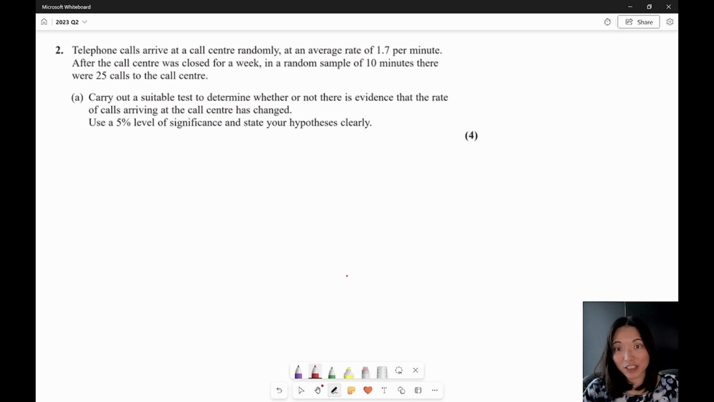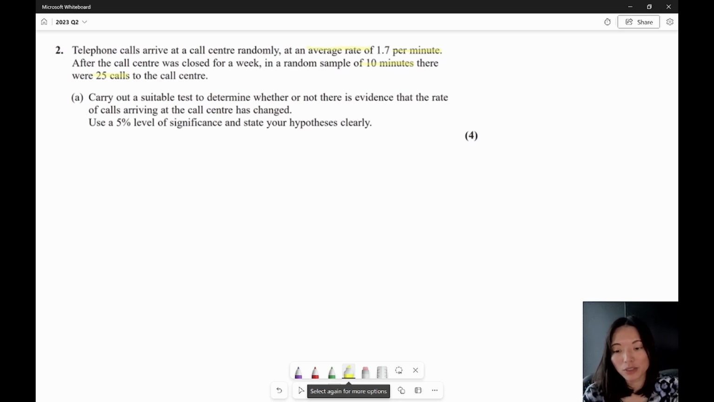As I said, this is a standard hypothesis testing question. So let's take a look at the question carefully and also write out our hypotheses. In our question, we're given the average rate of 1.7 per minute. And in terms of the observed data, we were told there were 25 calls in 10 minutes. Therefore, we need to be quite careful with the parameter being used, whether it's 1.7 or 10 times 1.7.